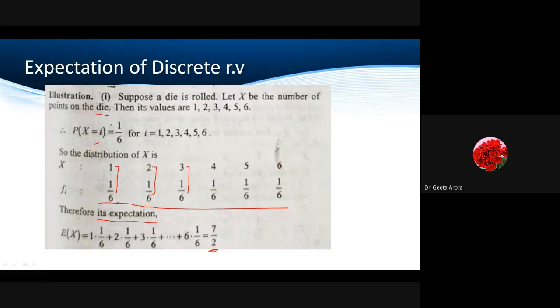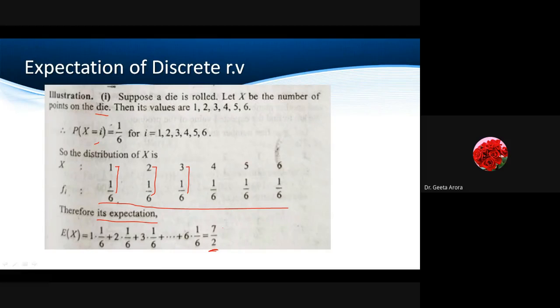So this is how expected values, mean, or the expectation of a random variable is to be calculated. Is it clear what we have learned? The new concept that we have started today is expectation. How are we going to calculate it? We have to multiply the values that a random variable can take with the probability distribution, and then take the summation.